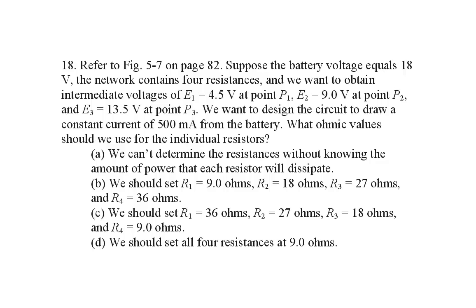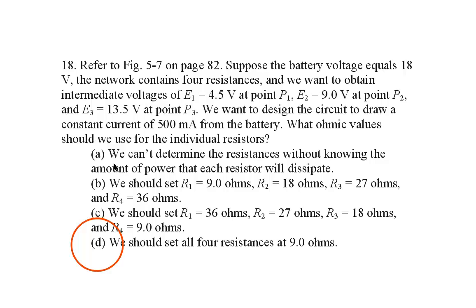And if you'll go to the answer key after you've worked the problem out, in case you haven't been able to figure it out for yourself, we should set all 4 resistances at 9.0 ohms. There's a couple of ways that you can arrive at that answer by a process of elimination. That's one way to take a test. You can simply check out B, C, and D, actually make the calculations and see if any of them work, and if you do that, you'll find that choice D actually works.